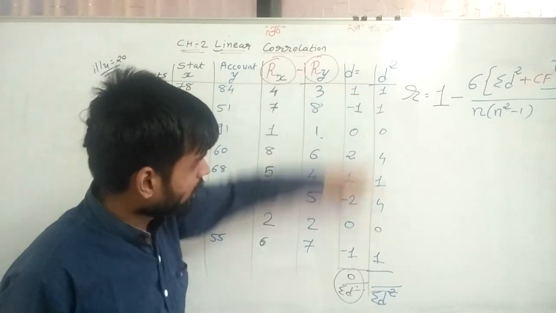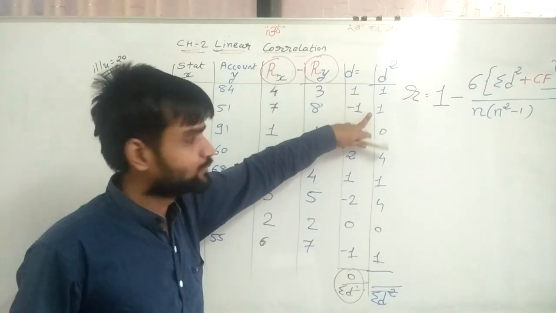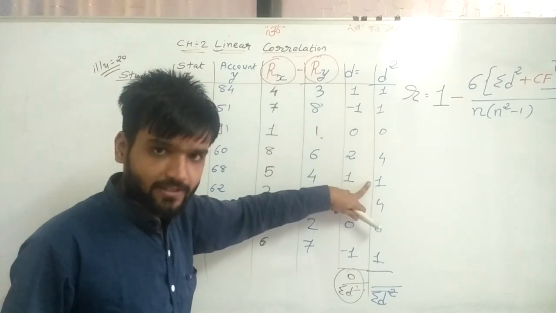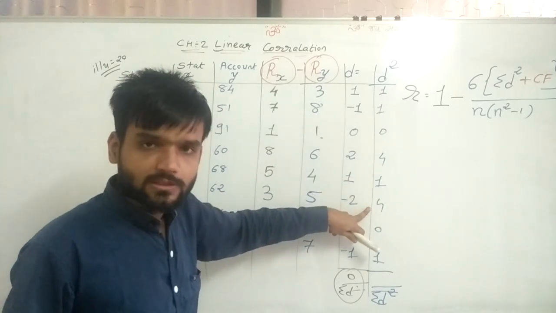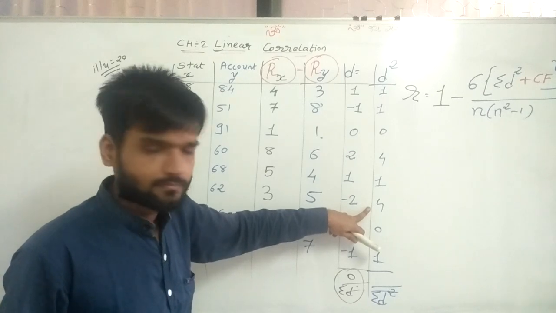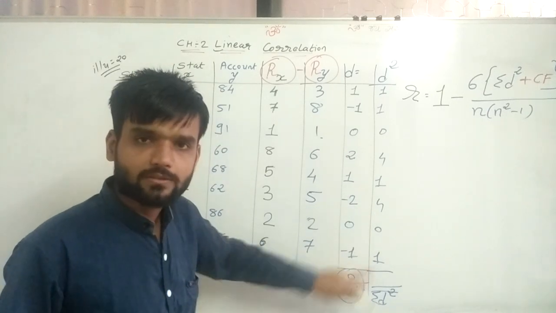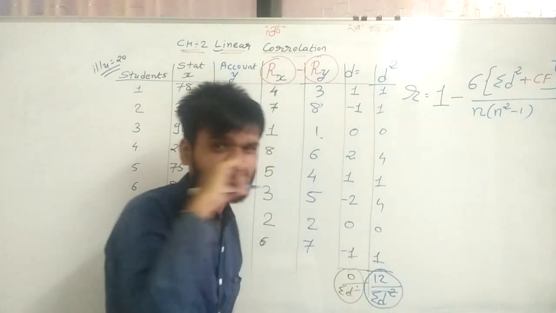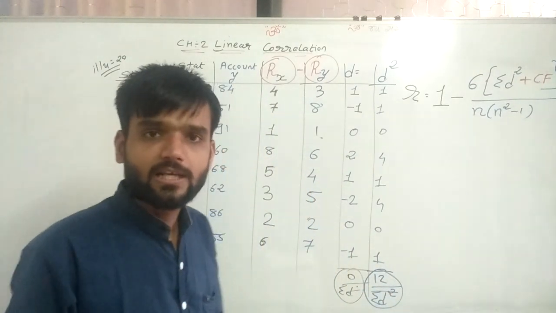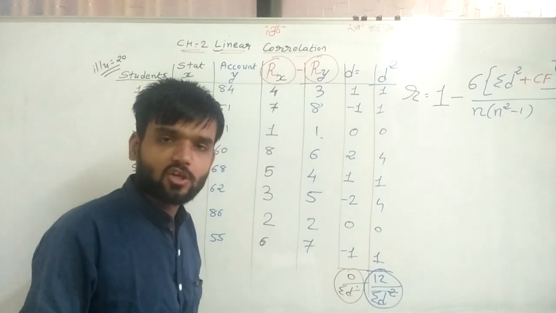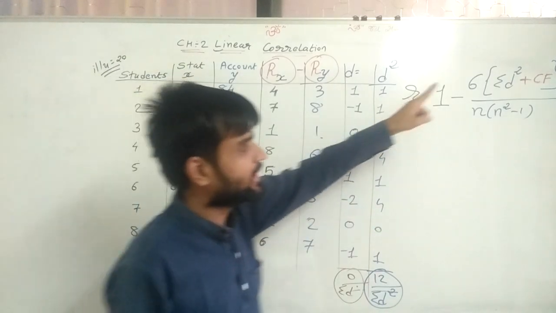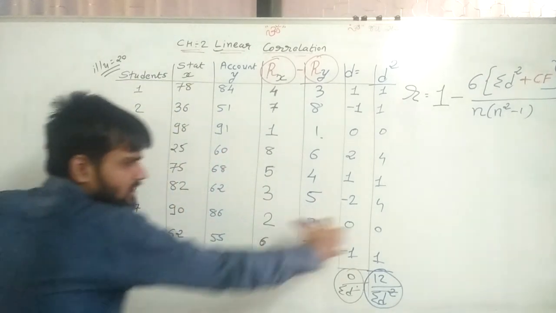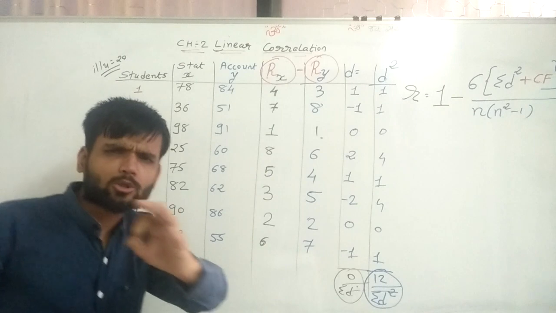Now the total: 1 plus 1, 2. 2 plus 4, 6. Then 7. 7 plus 4, 11. 11 plus 1, 12. So sigma d square is 12, and that is the answer of sigma d square which we need here. Now the whole calculation is completed.